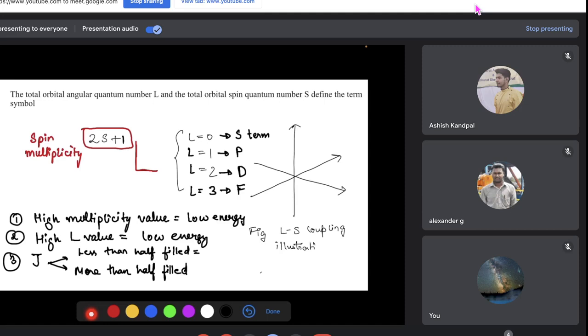So if my orbital is less than half filled, then the low J value will correspond to the low energy. So low J corresponds to low energy. For example, if I am talking about D4 configuration, it is less than half filled, and for that, lower J value will correspond to the low energy term. And for more than half filled, for example, D6 or D7, D8, those will be the high J value will give me low energy there.